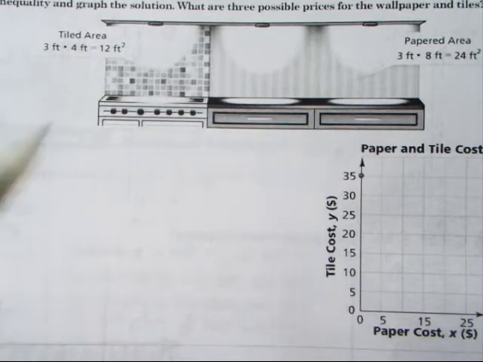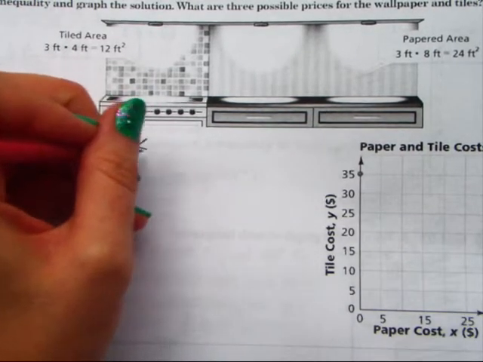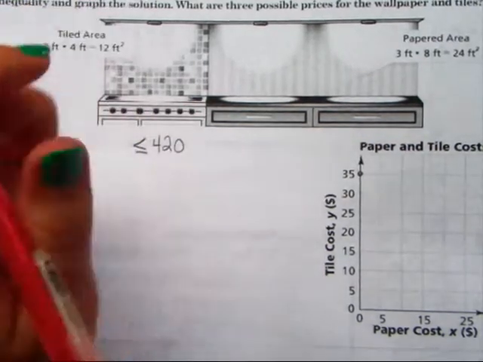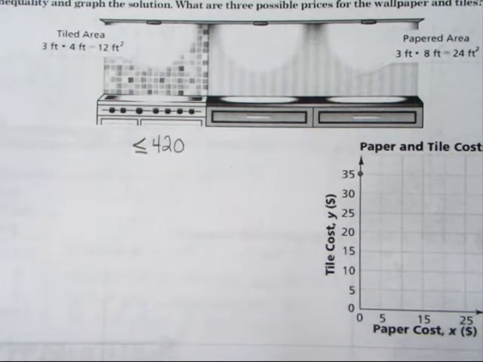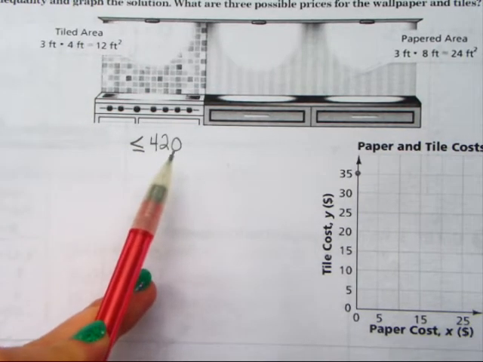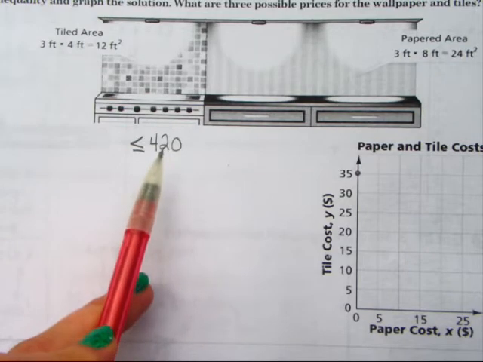So whatever our equation is going to have to be, it's got to be smaller than or equal to $420 because that's all that our homeowner has to spend. So whatever we come up with has to be smaller than or equal to $420. It's like our total equation.